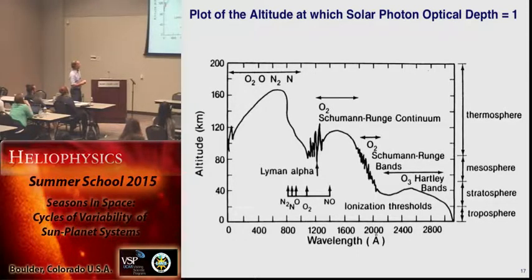Here in the extreme ultraviolet, you have energy deposition high in the ionosphere, making the ionosphere. Here you have stuff breaking apart O2. Here it's making ozone, and here it's being absorbed by ozone, and then finally here it reaches the surface.